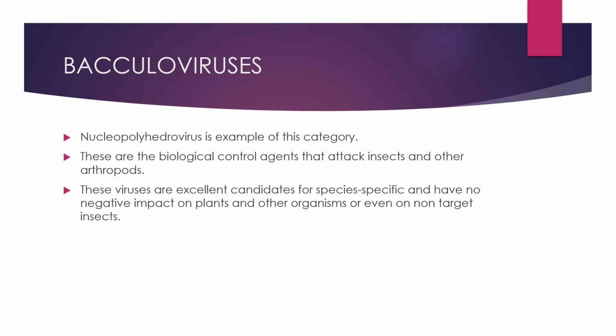Now, one more category we have of the same biocontrol agent, that is baculovirus. This is a category, this is a group. One example from this category is nucleopolyhedrovirus. So, this is a baculovirus. These are also biological control agents that attack insects and other arthropods. They are very good.